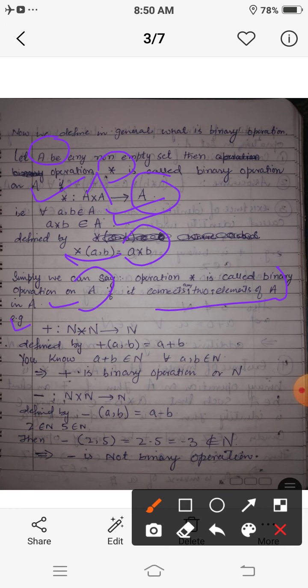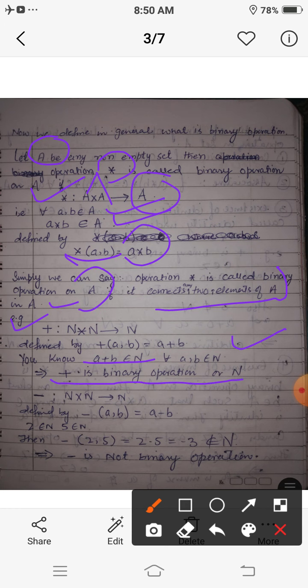Like if we consider plus from N cross N to N defined by plus of (a, b) equals a plus b, you know that a plus b is always natural for all a, b belonging to N, which implies that by definition plus is a binary operation on N.